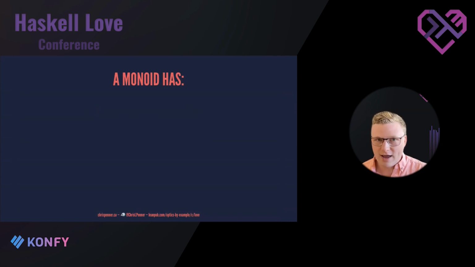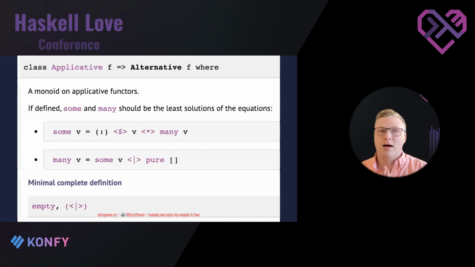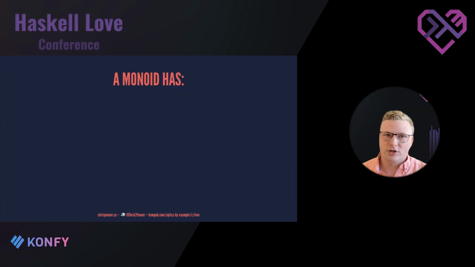So when we say that an Alternative is a monoid on applicative functors, well, we know what a monoid is, right? We have that in Haskell. We have a type class for that. However, what this is saying is this is a different sort of monoid, right? This is one on these container types that happen to be applicatives. So let's see how that actually differs.